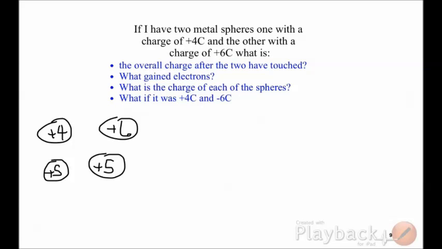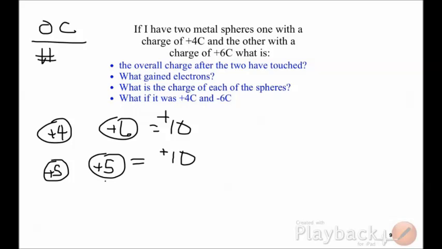If I had a positive 4 and a positive 6. Now how do I get this? Well, the overall charge stays the same. So in the beginning we had a charge of 10. In the end we have a charge of 10. And they're going to be equally distributed, which means they're both now going to have the same amount. So what you should do is find the overall charge and divide it by the number of items.